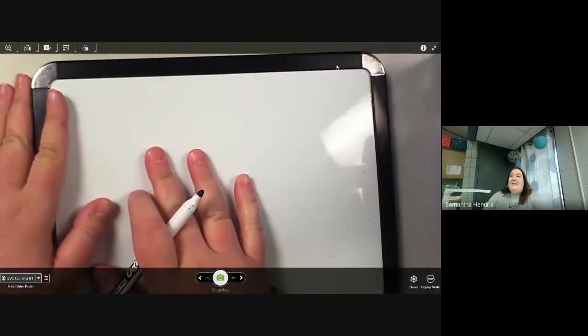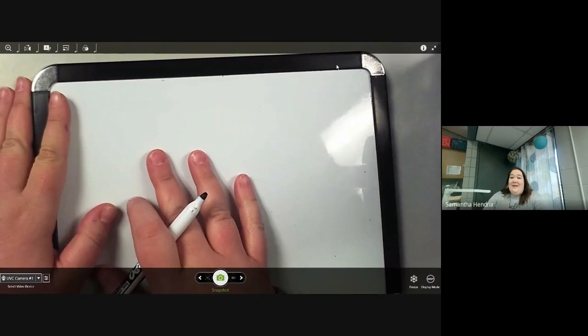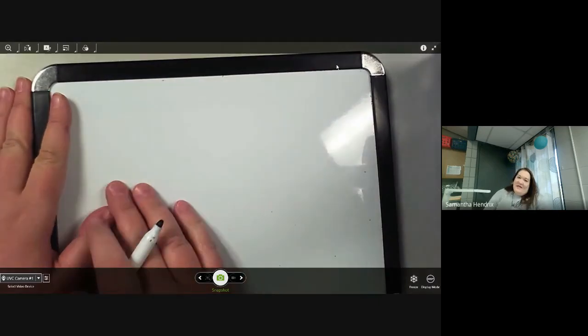On to our new digraph EA, okay? Echo these words and listen for the sound that they all have in common. Speak, heat, leak. What do you hear? Speak, heat, leak. You hear the E sound, right? So let's look at what's making that sound. Because up until now, if we were to try to spell speak, we would spell it S-P-E-E-K. English is hard.